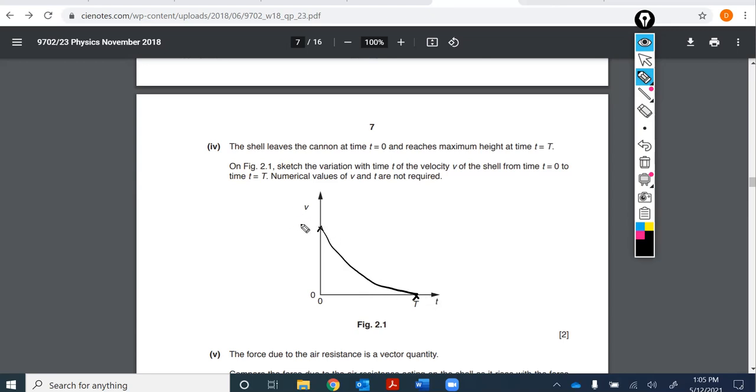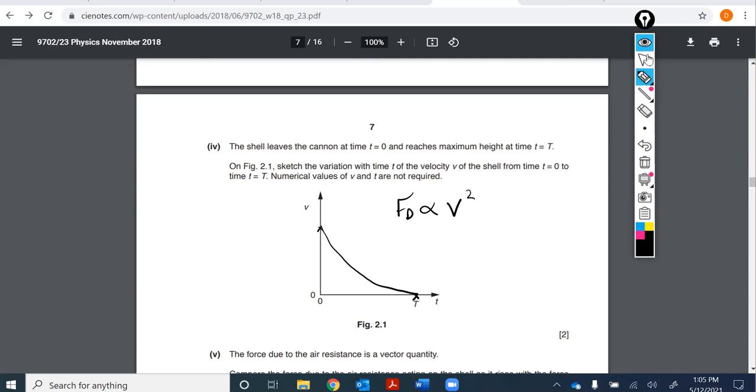Always start with, here's our, it says numerical values are not required, but we know this is 80, right? It was launched at 80, and we know at the top of its flight, it's going to be 0. And velocity, drag force, okay, is proportional to either velocity or velocity squared. It kind of depends on how far you're falling. But that's the physics that we know, that it is proportional to velocity. So you're going to get the most drag force right away.